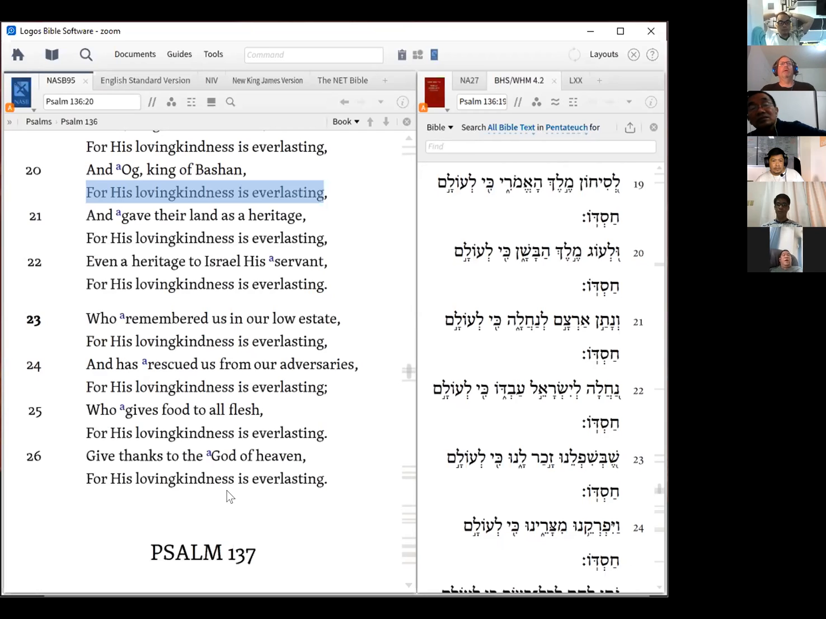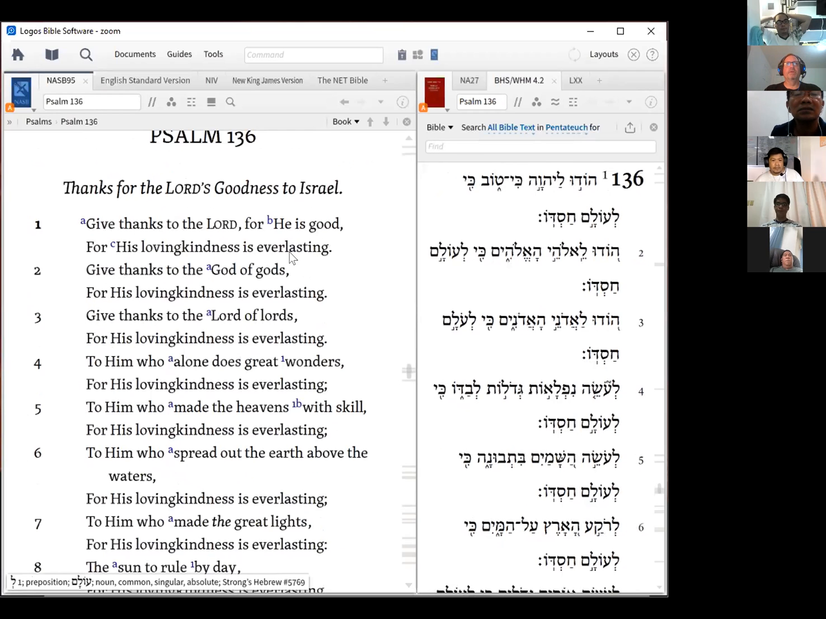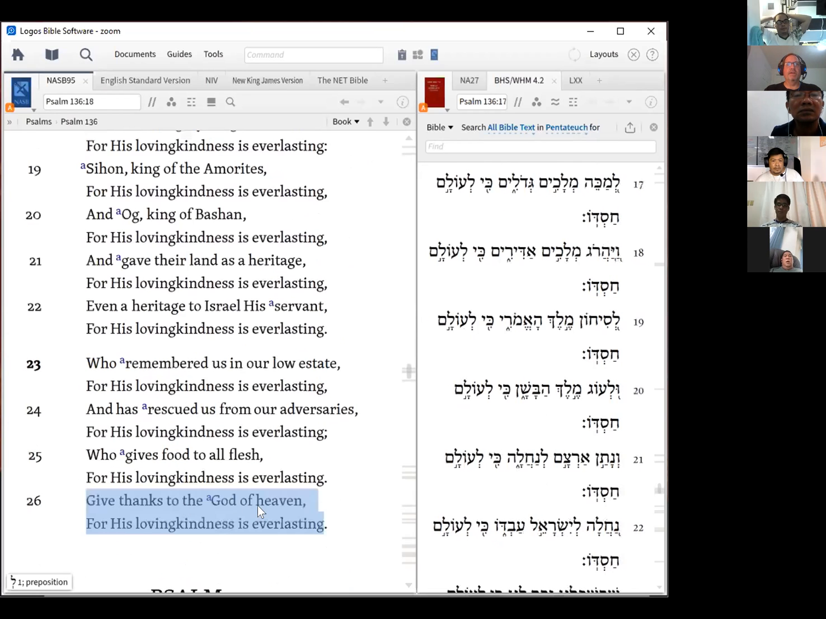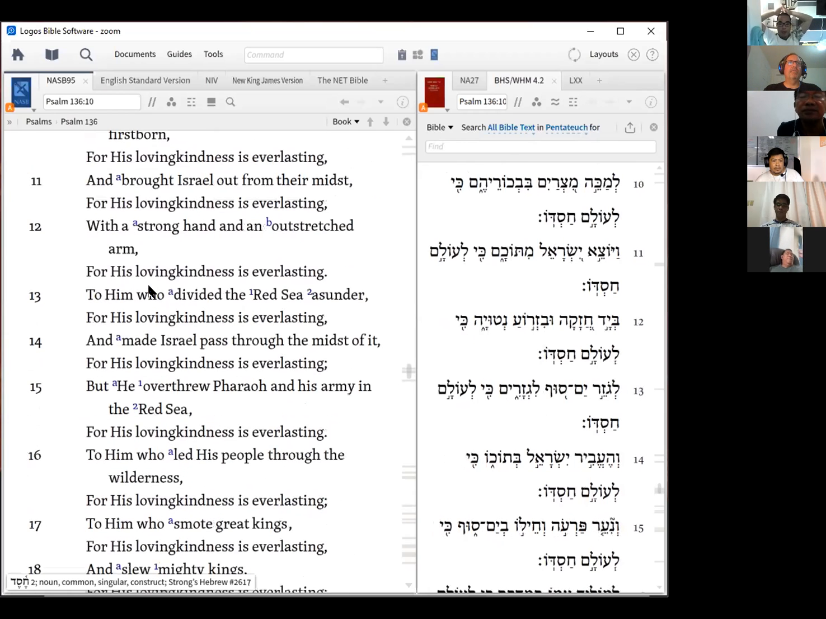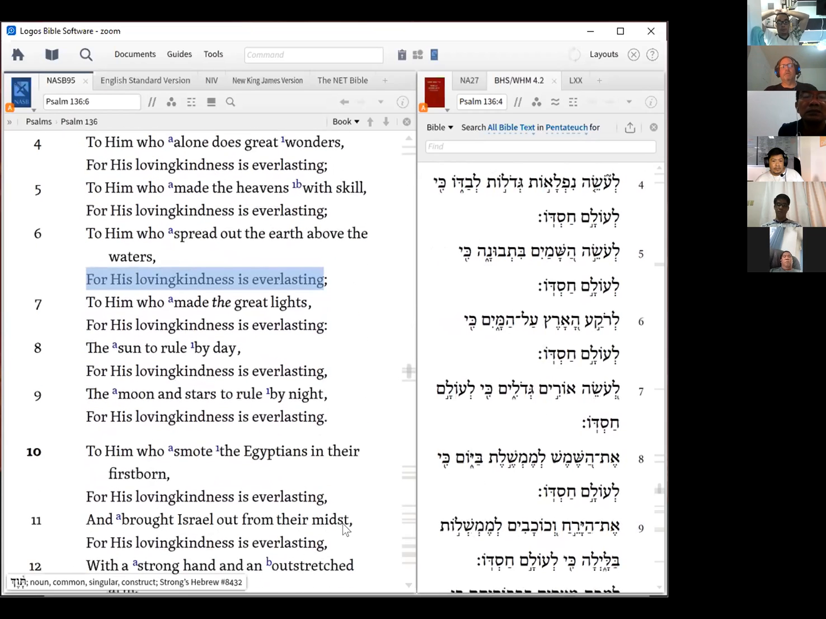Yes. So verses 1 and 26 are an inclusio, because the first line and the second line are almost the same. Give thanks to the Lord, for his loving kindness is everlasting. Give thanks to the God of heaven, for his loving kindness. So I would say the whole verse 1 and verse 26 is an inclusio. And then every other verse has that line, for his loving kindness is everlasting. That's a refrain, just that line. All right, good example.